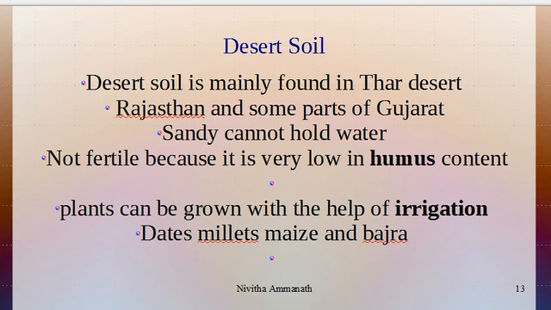Desert soil. Desert soil is mainly found in the Thar Desert in Rajasthan and some parts of Gujarat. It is sandy and cannot hold water. It is not very fertile because it is very low in humus content. Desert soil does not hold humus because of the very hot climate over there. Plants can be grown with the help of irrigation and fertilizers.